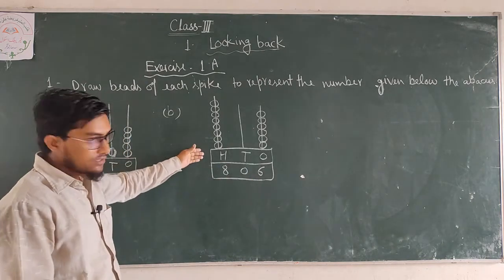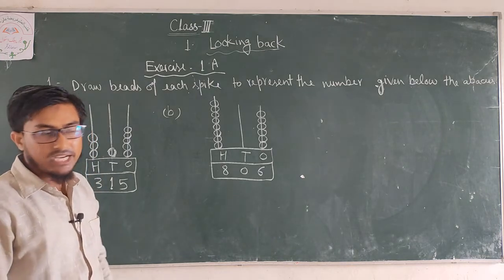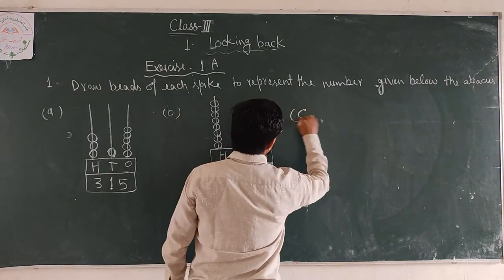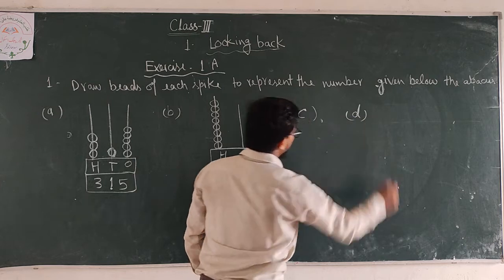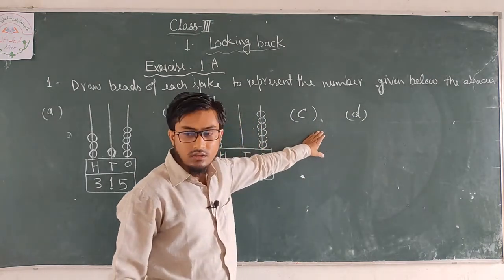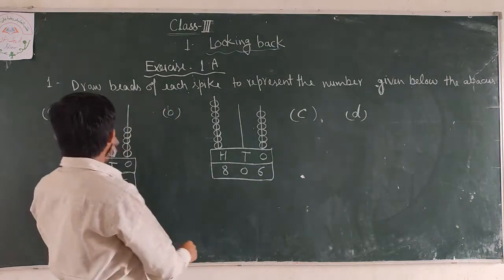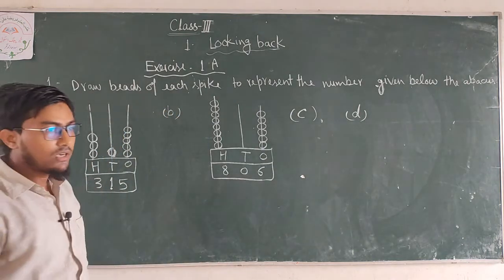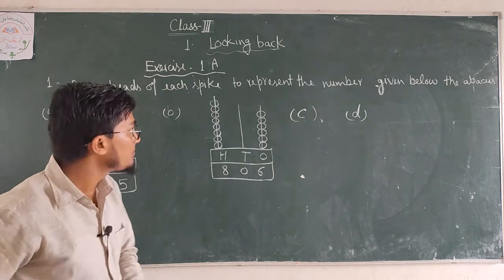So the given number 806 is shown on the abacus here. Now question C and D, you can do it. It's your exercise homework, okay. Question C and D in question number 1, you can do it. Now I am going to question number 2.